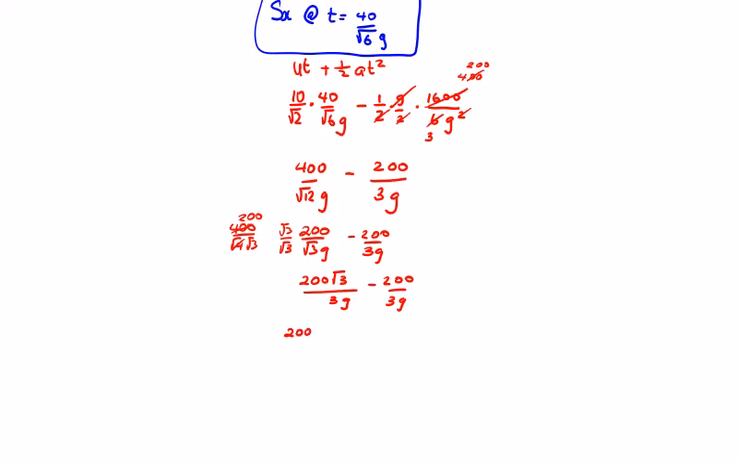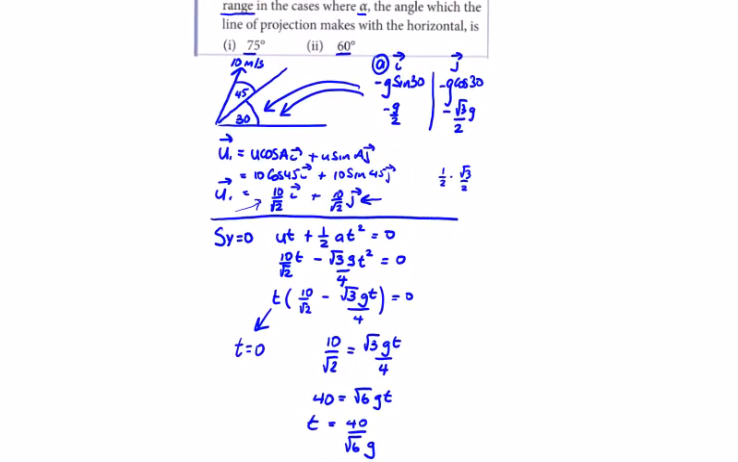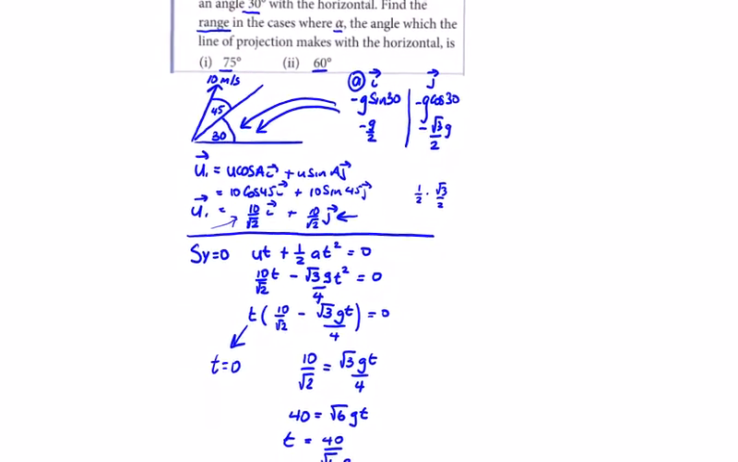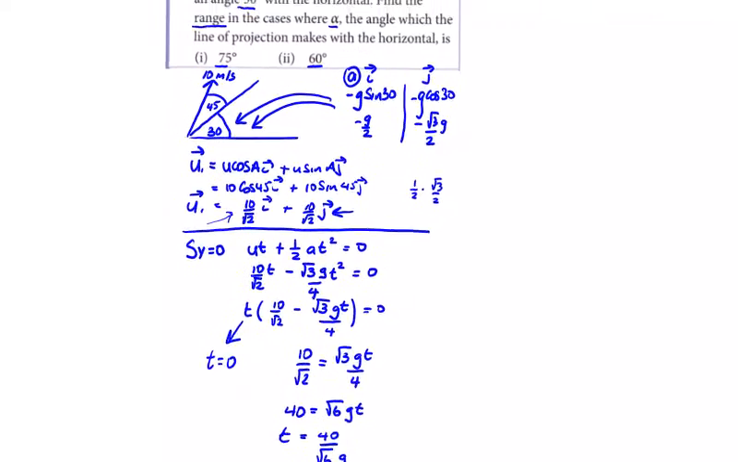So now I can factor out 200 over 3g to get root 3 minus 1. That's a nice tidy way of looking at the range when the angle is 75 degrees. Okay, back up to when it's 60. So everything else remains the same. So we have our accelerations.